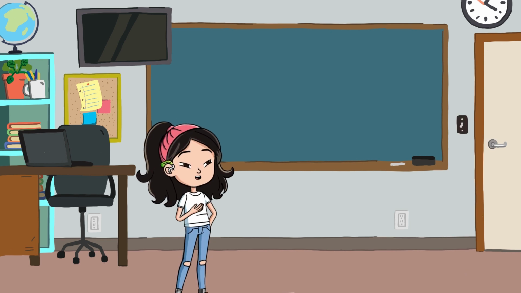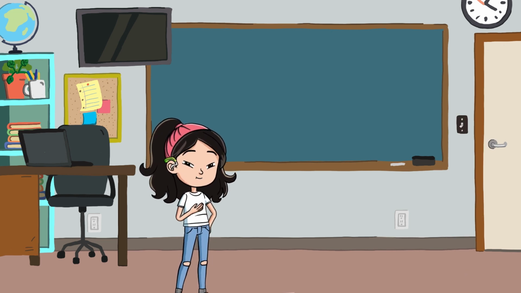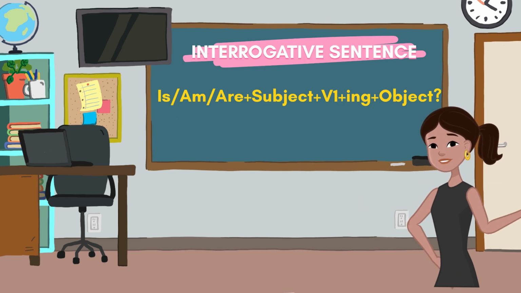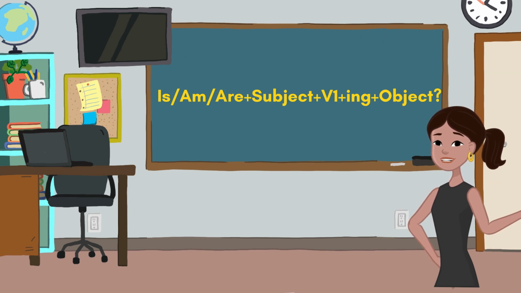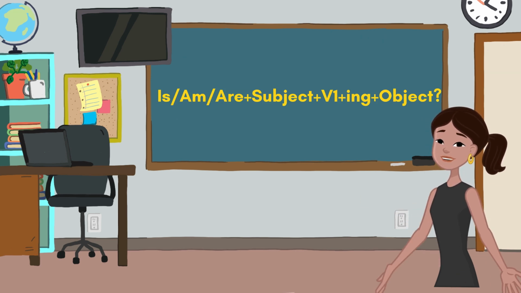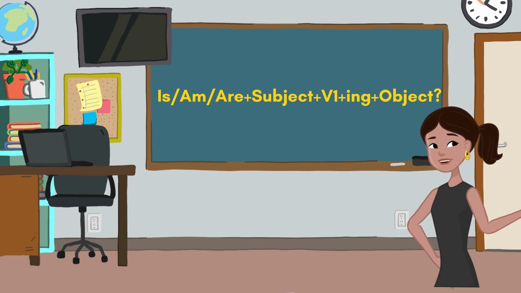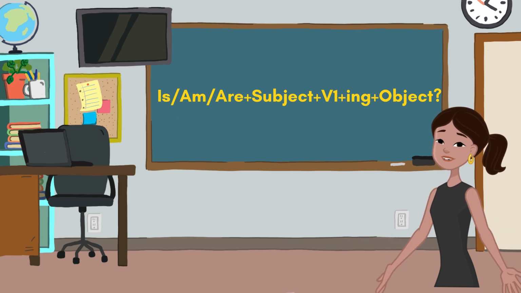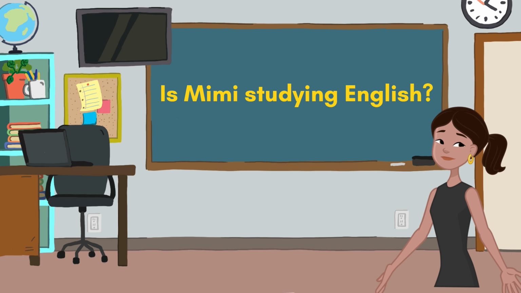And how do I frame an interrogative sentence? Great question. You can do that by moving the helping verb to the front. So the format would be am or is or are, depending on the subject plus first form of the verb plus ing plus your object and the sign of interrogation. For example, is Mimi studying English?